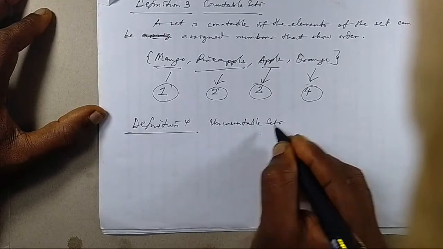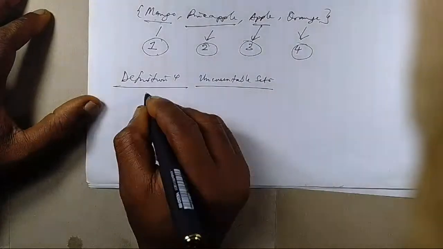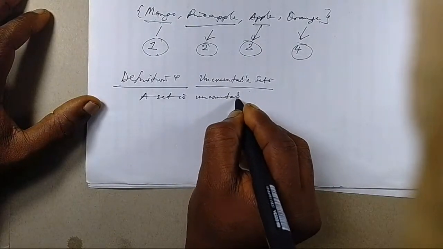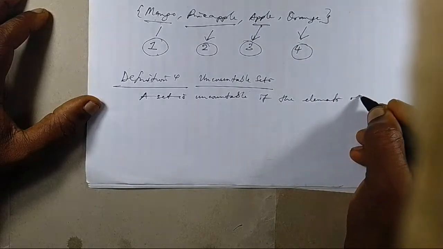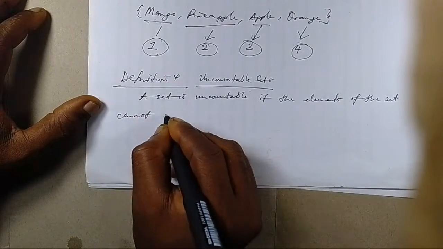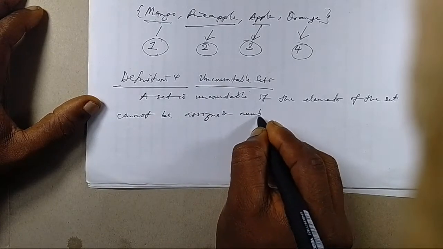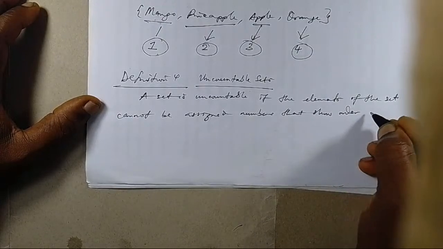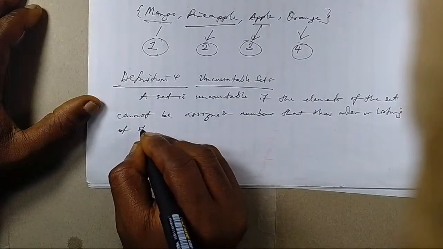Students often confuse uncountable sets to be the same as infinite sets. Now, please take note. A set is uncountable if the elements of the set cannot be assigned numbers that show order or listing of its elements.